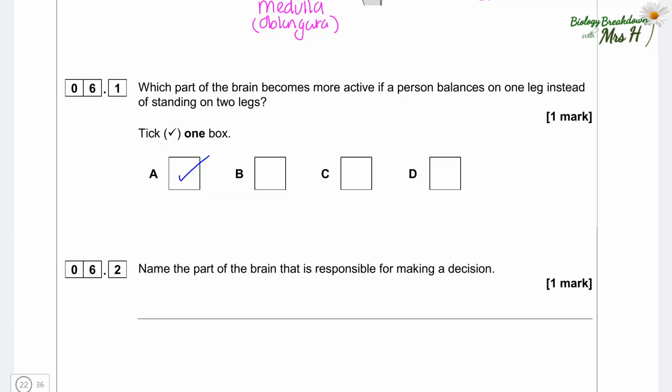Name the part of the brain that is responsible for making a decision. That is the cerebrum or the cerebral cortex.